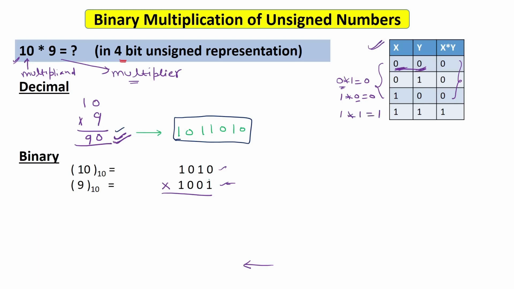So now let's multiply them. Here this 1 will be multiplied with each of these 4 bits, as we do in decimal numbers. So this 1 will be multiplied with 1010. First, 1 multiplied by 0: from the table it is 0. Now 1 multiplied by 1 is 1. Then 1 multiplied by 0 is 0, as you can see from the table. And 1 multiplied by 1 is 1.